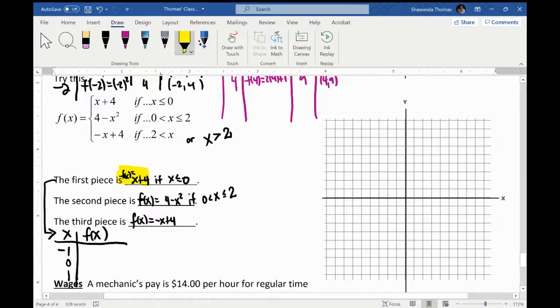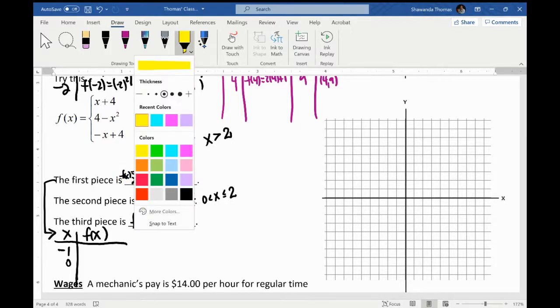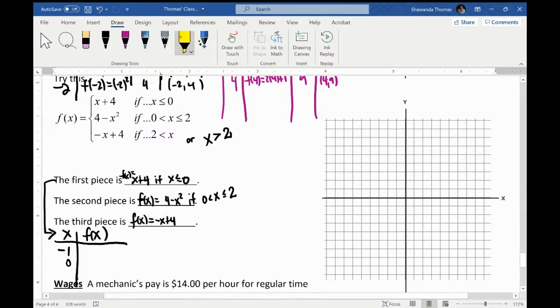Uh-oh. I can't put in 1, can I? No. What can I plug in? 0, negative 2. Okay, I want to plug in negative 1, but we have to keep in mind this information. We have to look at the criteria over here on the right. This first piece only applies for x values that are less than or equal to 0. So we can plug in a negative 2.